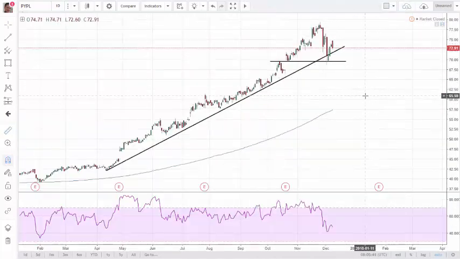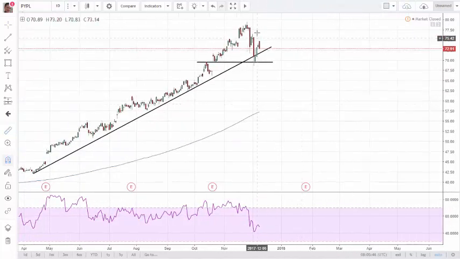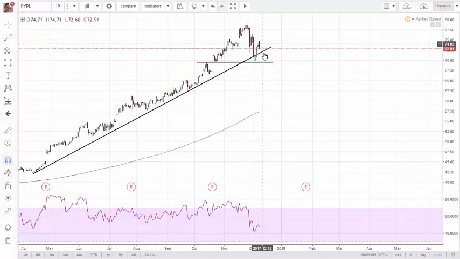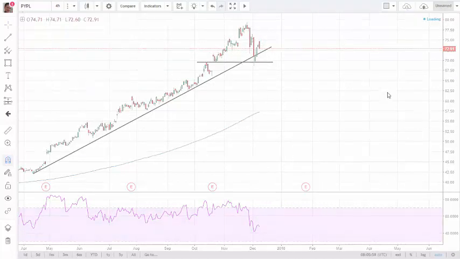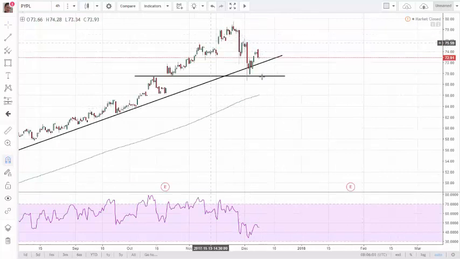This is the support area. Correction, just like all the tech stocks, came down, found support, is now back at the trend line. If this one continues, we will see more potential in this stock.